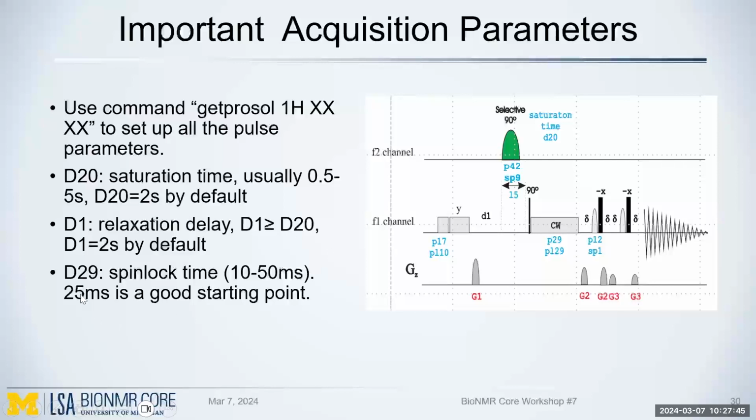And D29 is spin lock time. That is the length of this spin lock pulse over here that is used to remove the protein signal. And it can be around 10 to 50 milliseconds, and 25 milliseconds is a good starting point. The longer the spin lock time, the more reduction of the protein peak you will see in the NMR spectrum.